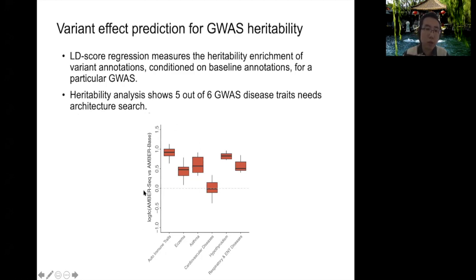And indeed, we show that 5 out of the 6 disease GWAS traits we analyzed actually show a significant advantage of the architecture search model versus the baseline model. So again, it tells us we need this automatic design framework to better understand disease GWAS variant effects.